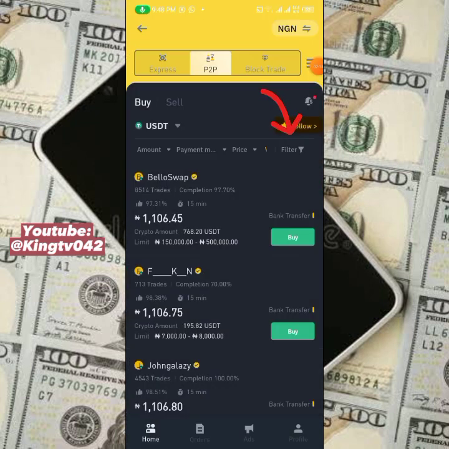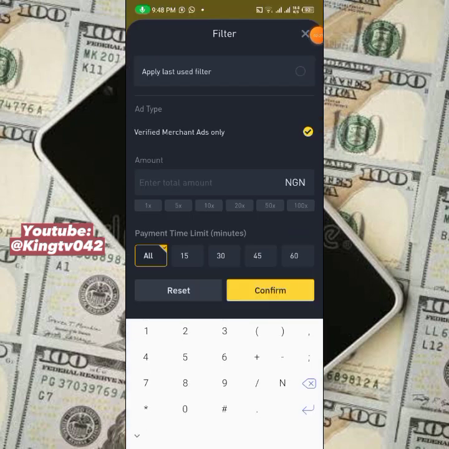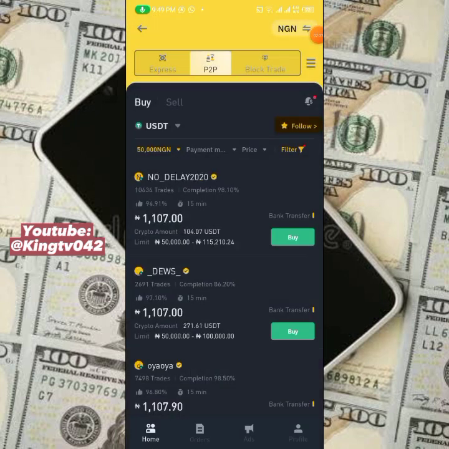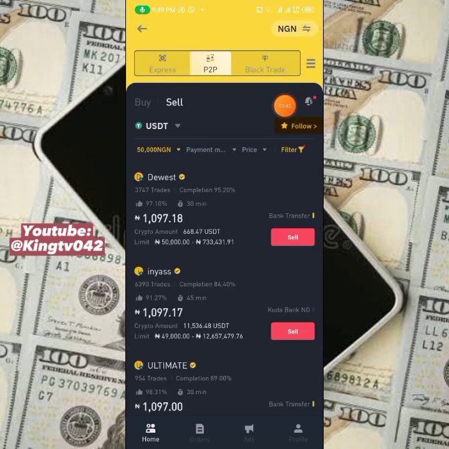Before you compare the price difference, filter to get the amount you want to sell or buy rather. Let's say we are starting with a capital of 50,000. So you filter 50,000 and click on the sell button. Now you see that in the P2P market here, $1 is selling at 1097 naira 18 kobo, meaning even if you are buying on the market side, we will still be at profit. We will still be making profit despite the amount we bought.